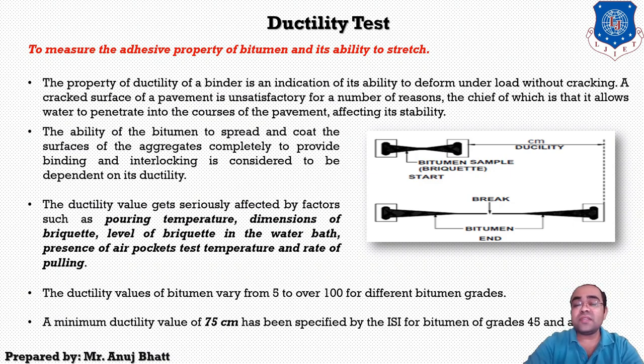Here in the figure, you see there is a thin thread forming when you are performing the ductility test, and when it breaks, that will give you the value of ductility. The test is conducted at 27 degrees Celsius and at a rate of pull of 50 millimeter per minute. So your material would be stretched at only 50 millimeter per minute. The test setup is shown in the figure.